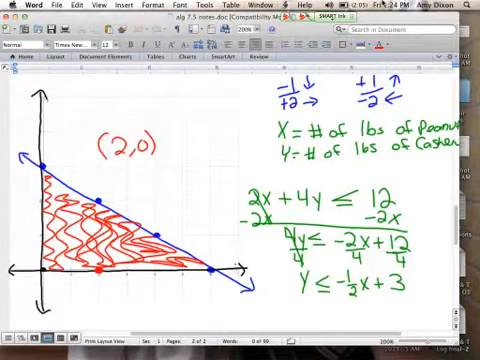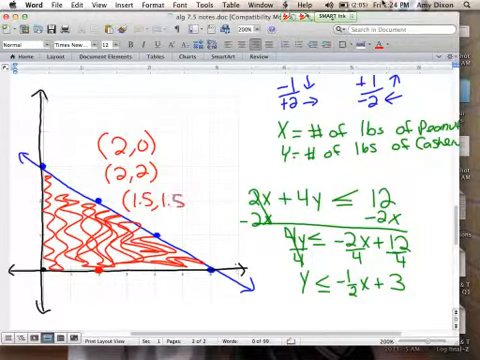We could do what else? Pick something. 2, 2. That would work. How about 1 1/2 and 1 1/2? Yeah, that'll work too, because you can buy 1 1/2. So any solution inside this triangle and anything on these boundary lines will actually work. You can pick any 3 in this region.